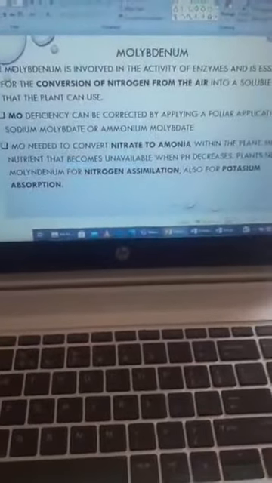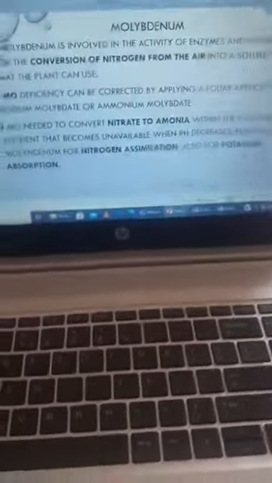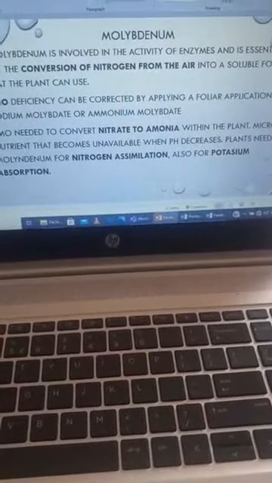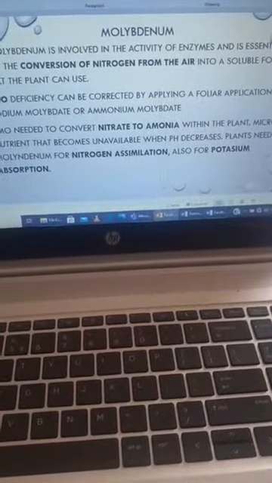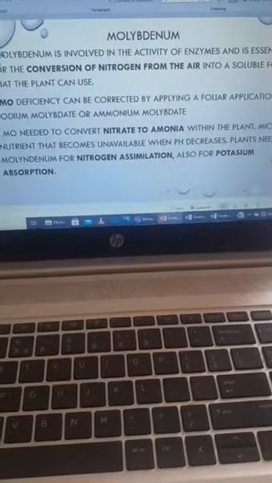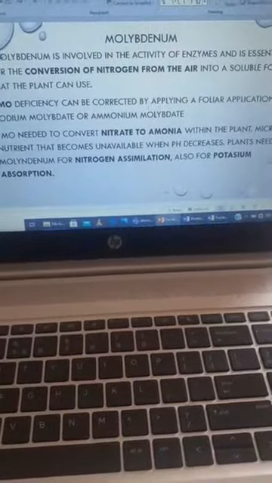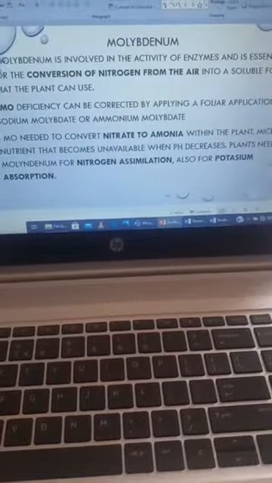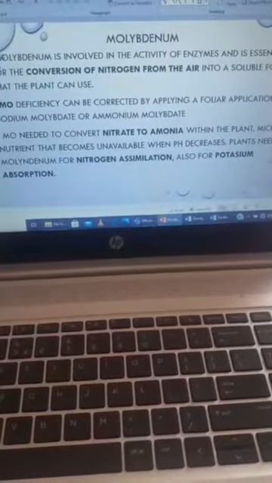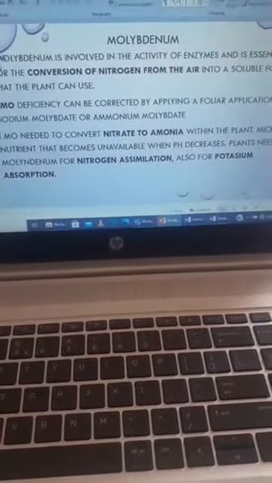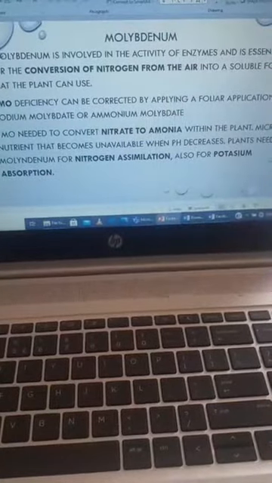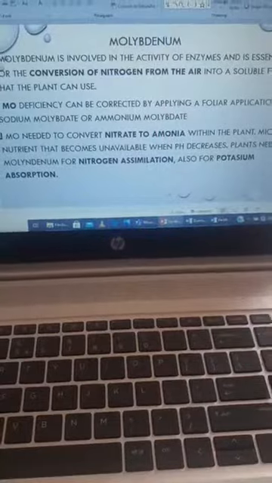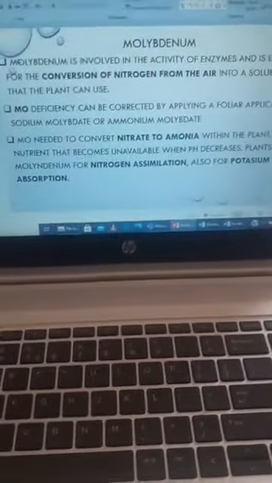Molybdenum, this is the last one. Molybdenum is very important for what we call nitrogen fixation. I spoke about it earlier. Legume plants are able to take atmospheric nitrogen and make it available to plants. That is nitrogen fixation by rhizobium. You need molybdenum to be available in your soil, so that these nitrogen-fixing bacteria are able to fix this nitrogen.